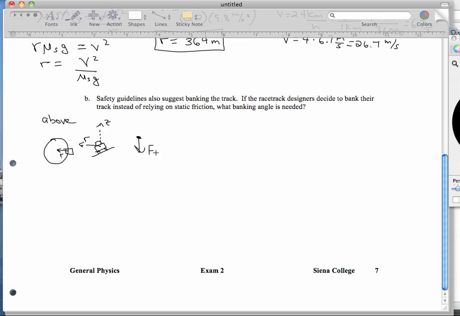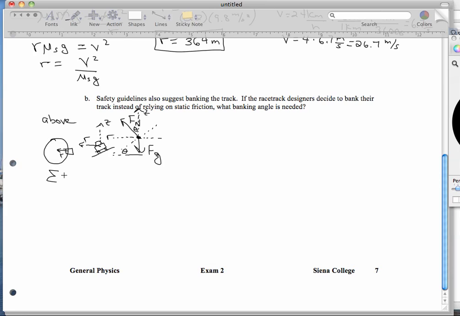I have the Fg, I have the force of the normal, and my angle is going to look like this, where this is theta. So this is my z, my r is here, pointing to the center of the circle. And if this is theta, then I know that this is 90 minus theta, which means this is theta. These are perpendicular, so that means this is 90 minus theta, and therefore this is theta. So now I can calculate the sum of the forces.